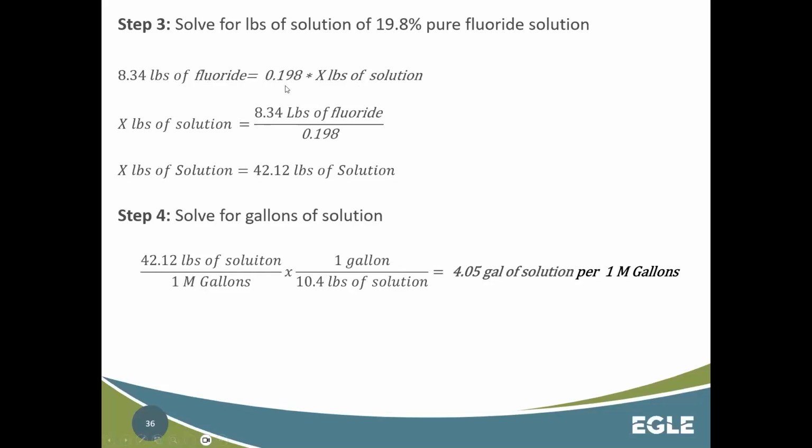So if we rearrange this equation to solve for pounds of solution, we divide the 8.34 by the 19.8% to give us 42.12 pounds of solution, which makes sense because we would expect to need more pounds of solution than pounds of fluoride ion.